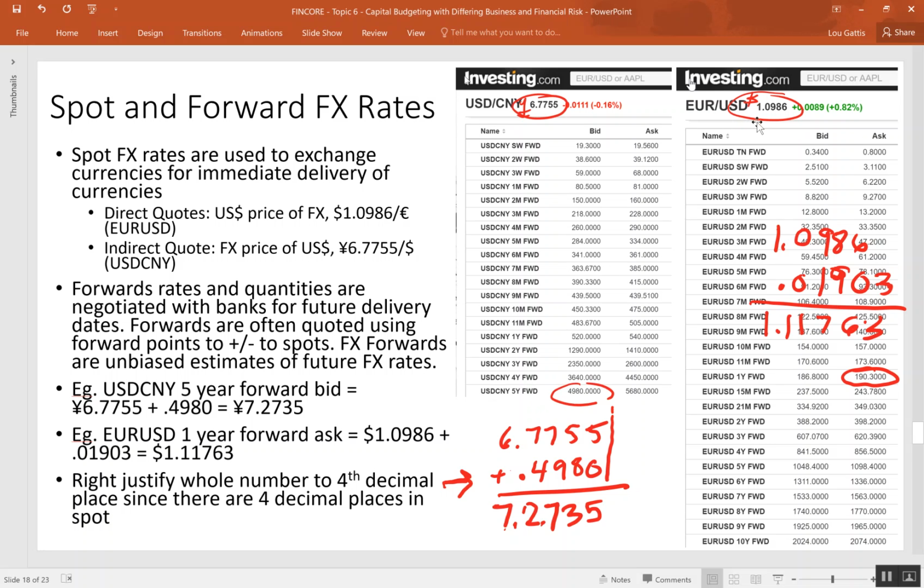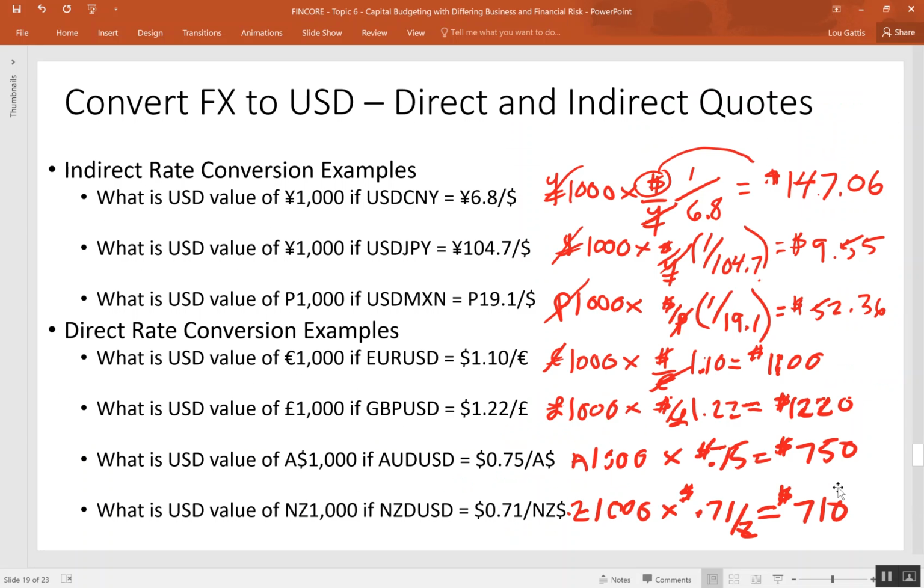And I can do the same thing for the euro. The spot price of the euro is $1.09. If I can decode how to think about these bid and ask quotations, I could figure out that it looks like the market is expecting the euro to be trading for $1.11 in 1 year. But I'll just give you that for this course. And just a note, in all the examples of doing an NPV for a US-based firm, all we need to do is know how to convert a foreign currency into the US dollar.